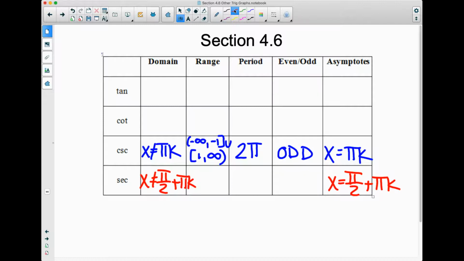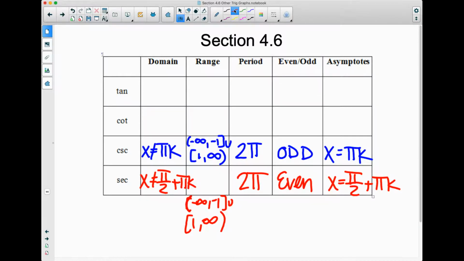Your range is the same. So that's the period of the function, except cosine in this case was even, symmetric about the y-axis.